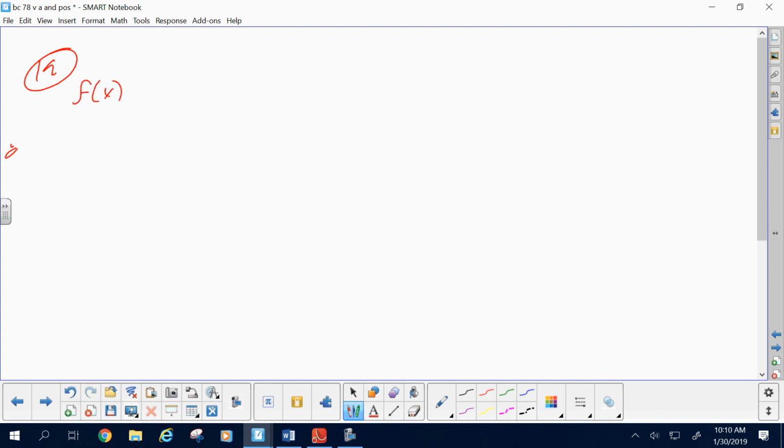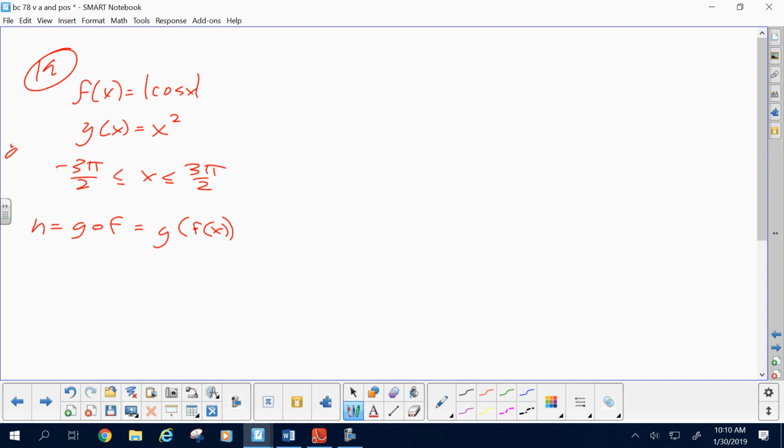f of x is the absolute value of cosine of x. g of x is x squared, on negative 3 pi over 2 to 3 pi over 2. And h is the composition g composed with f. That's the same as g of f. If f goes into g, we would get the absolute value of cosine of x, squared.